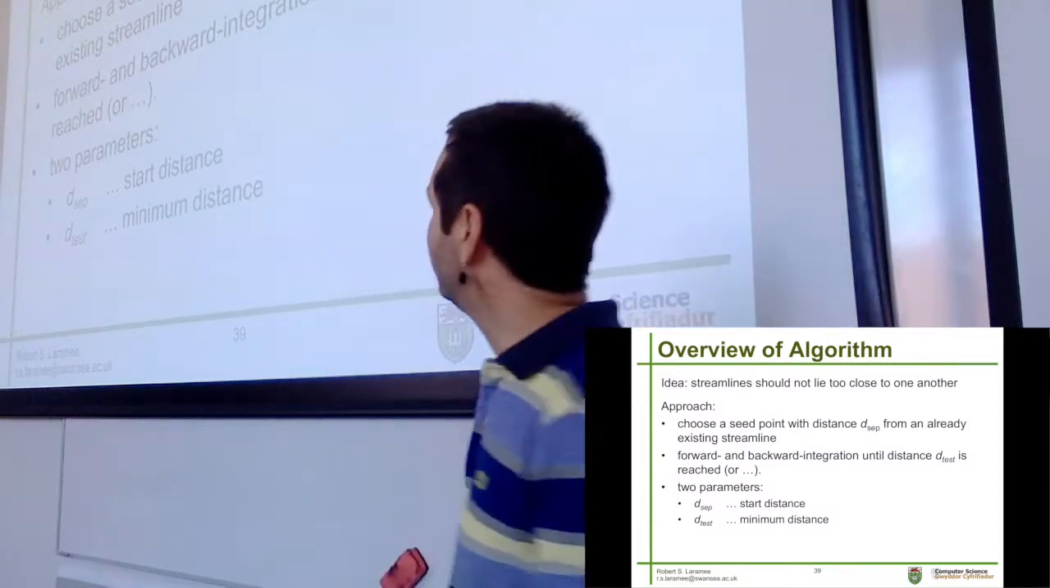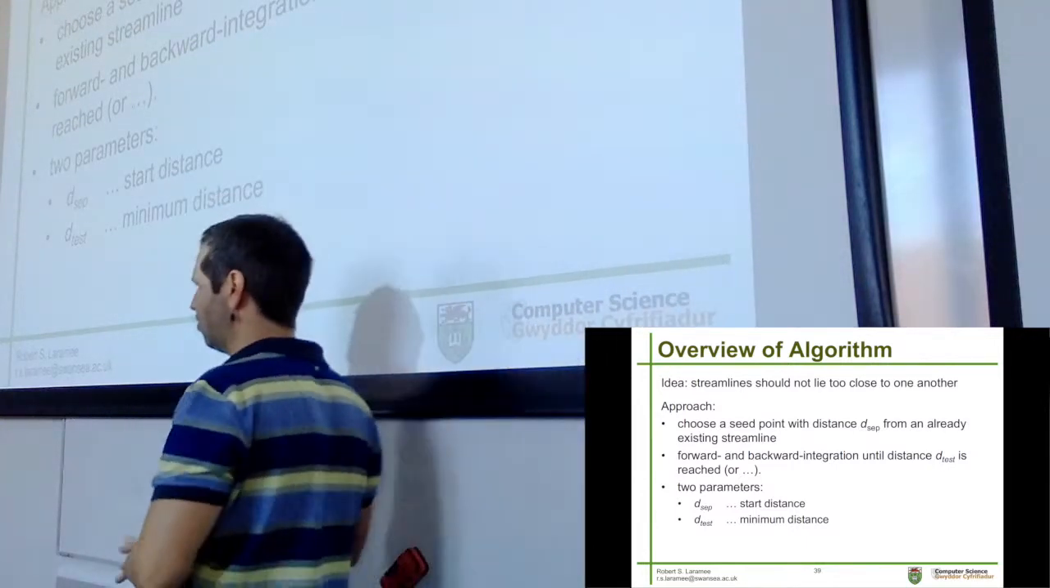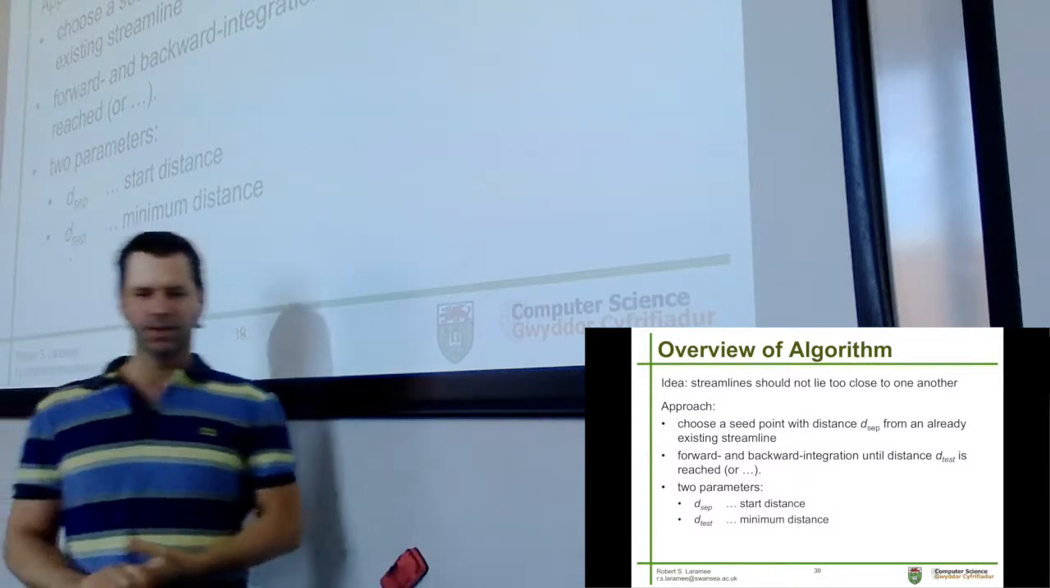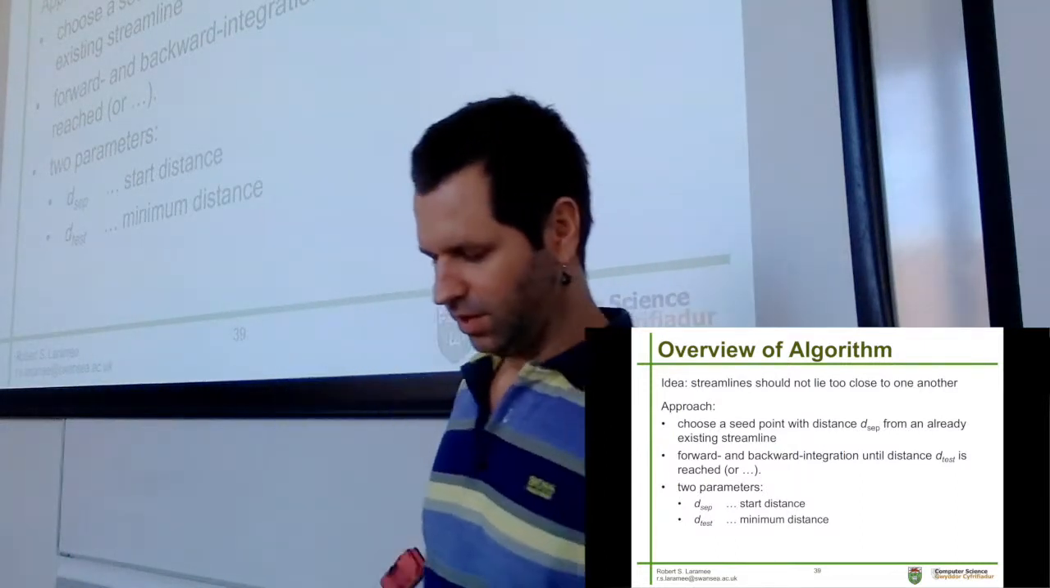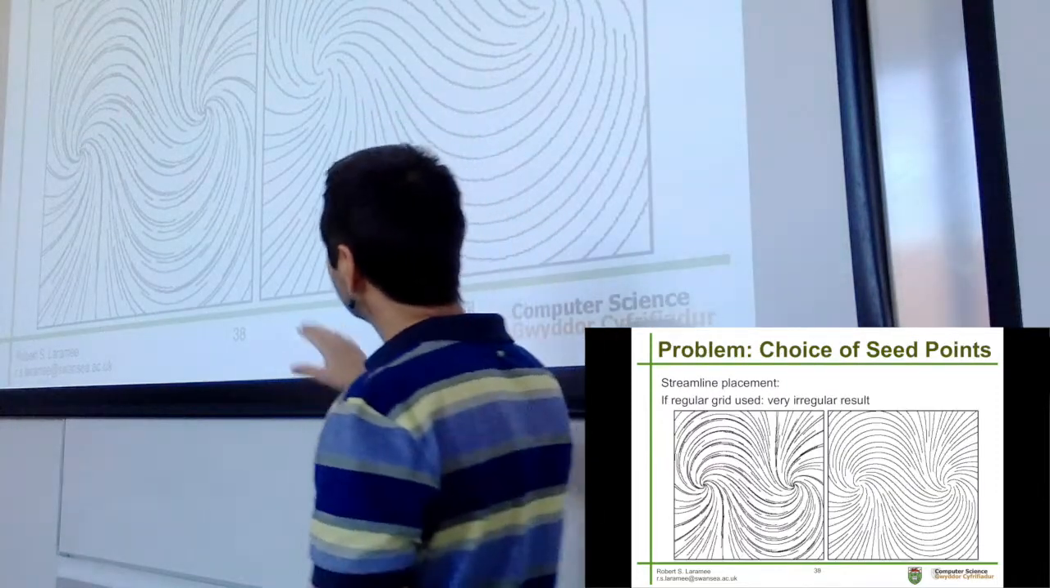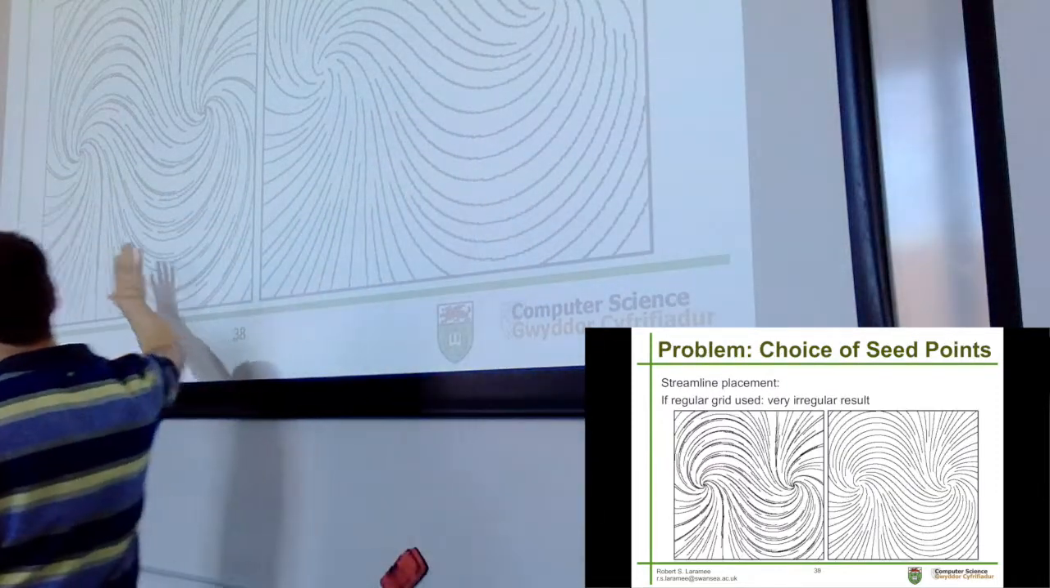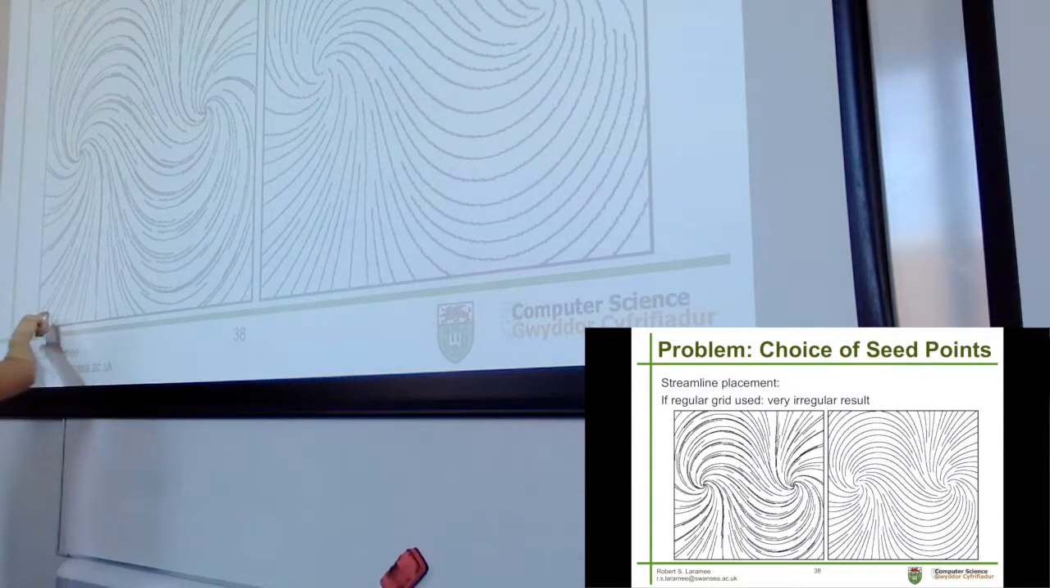So how do we do that? How do we accomplish that image on the right? The idea is that in this example, you have a Cartesian grid, and you just have a seed at the center of every grid cell, and you just trace the streamlines, and you ignore what's happening around you. It's a brute force kind of approach. These streamlines don't know about each other.